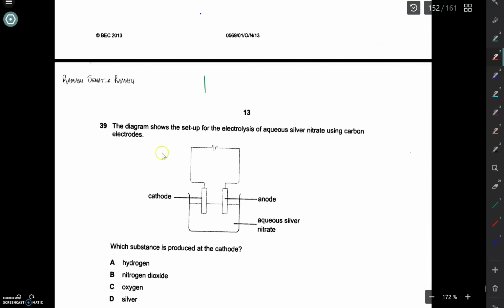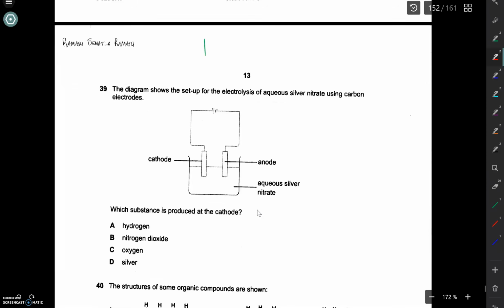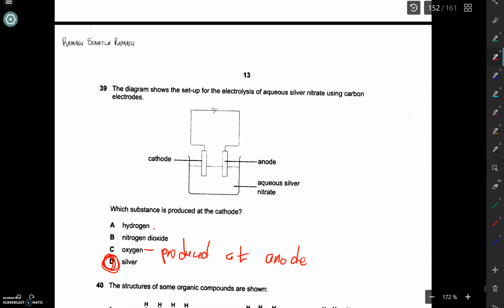Question 39 says the diagram shows the setup for the electrolysis of aqueous silver nitrate using carbon electrodes. Which substance is produced at the cathode? Well, the answer there is silver. Silver is produced at the cathode, and oxygen gas is produced at the anode. Let me get rid of that, it's going to be confusing. I'll say produced at anode.